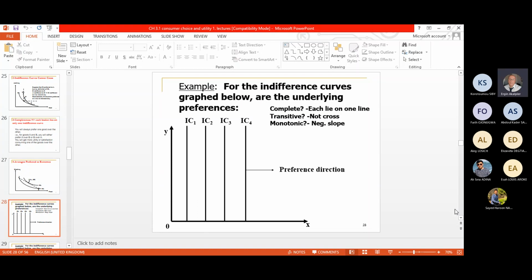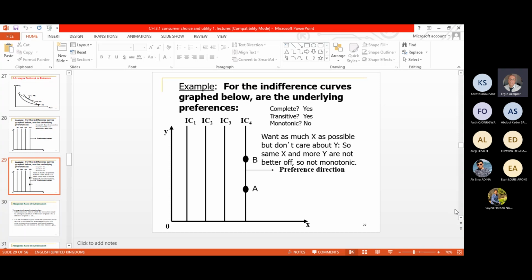graphed below are the underlying preferences, indifference curves 1, 2, 3, and 4. There is completeness, each line on one curve, transitivity with no crossings, and monotonicity with negative slope. The preference direction is represented here as indicated. It is always enlarging and increasing, and this is how it is represented in different cases. And for the indifference curve graph below, as you see, there is completeness, yes, transitivity, yes, and monotonicity, no, because you want as much x as possible but don't care about y.